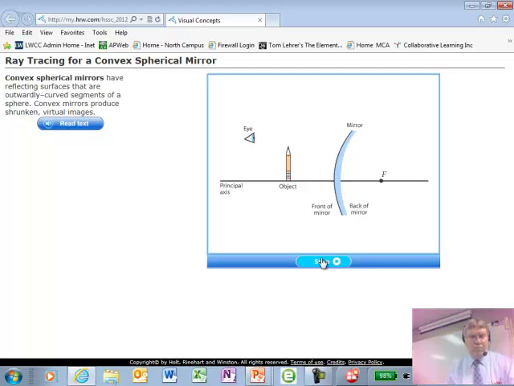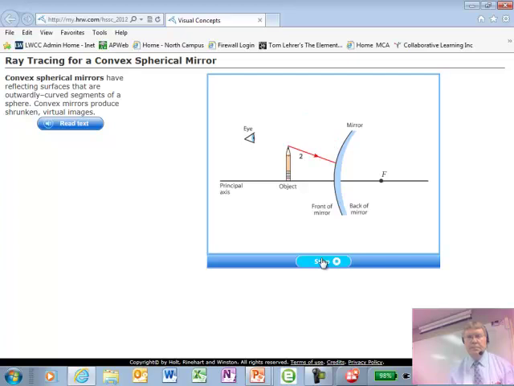First, we draw the object, the mirror, and the focal point. Ray number 1 begins at the tip of the object. It travels parallel to the principal axis towards the mirror. The ray will reflect backwards and at an angle as though it had originated at the focal point.